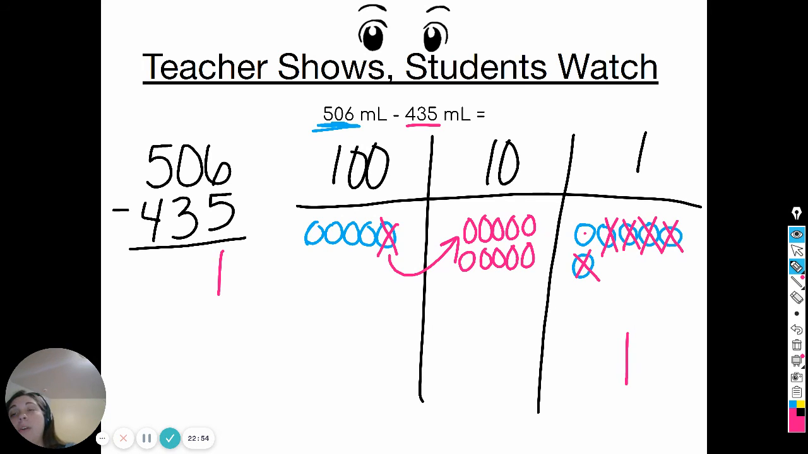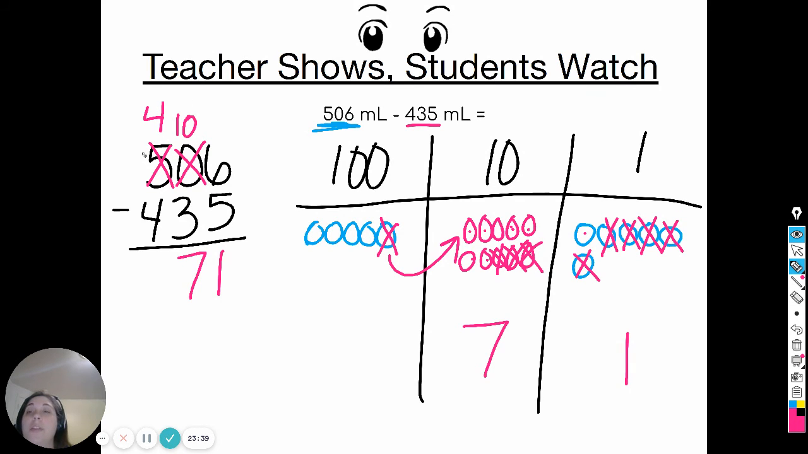So over here on my standard algorithm, I don't have 5 hundreds anymore. I only have 4. So I took 1 away. And I don't have 0 tens anymore. Now I have 10. So I took 1 away from the hundreds. I put that 1 in front of the 0 that I already have. And now I have 10. So I'm going to do my 10 minus 3. So I'm going to take away 3 now that I have them. 1, 2, 3. I have 1, 2, 3, 4, 5, 6, 7 left. 10 minus 3 is 7.